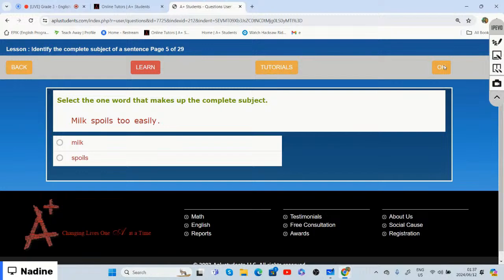All right, milk spoils too easily. We need to select the one word that makes up the complete subject. Is it milk or is it spoils? It says milk spoils too easily.